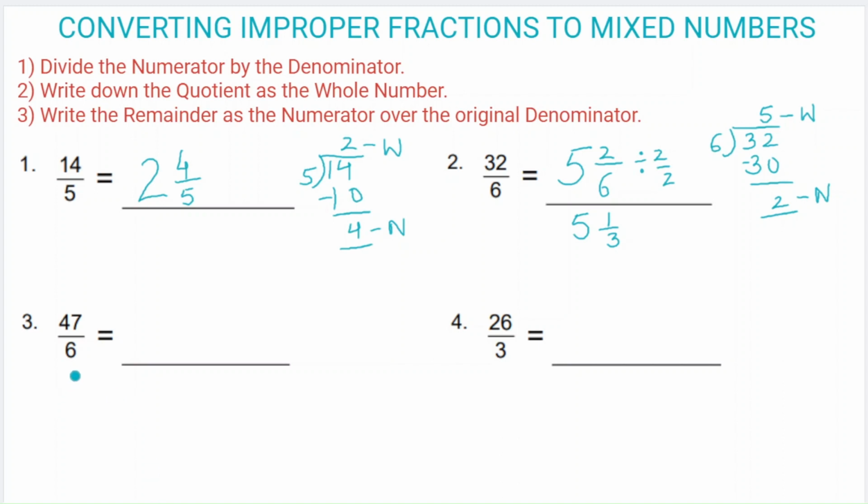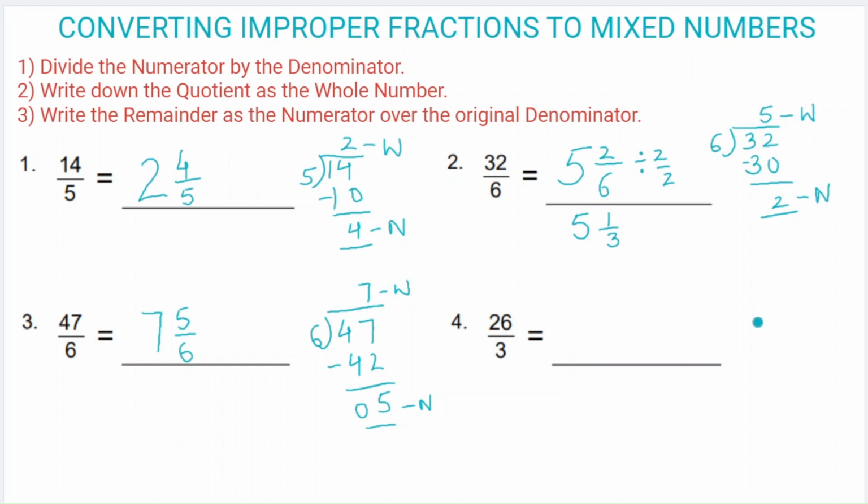Now if you want, you can pause the video and try the next two by yourself. Okay, let's do the next one. 47 over 6. So 47 is a numerator, 6 is the denominator. 6 times 7 is 42. 47 minus 42 is 5. 5 is the remainder. So 7, which is a quotient, becomes the whole number. So I'm going to write 7 here. 5, which is the remainder, becomes the numerator. So 5 goes up here and the denominator stays the same, which is 6. Now it is already in the simplest form. This is my answer.